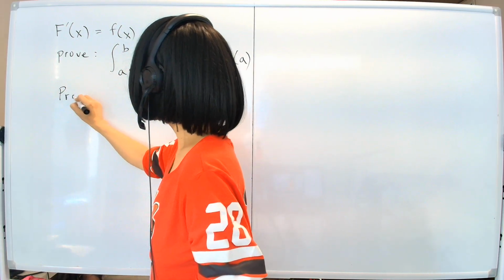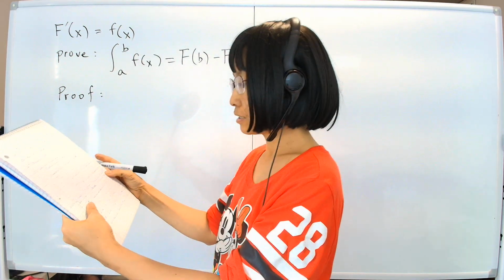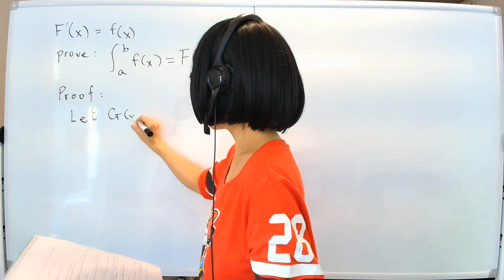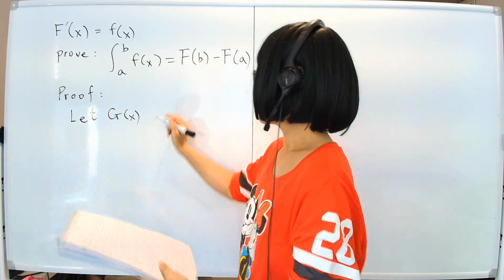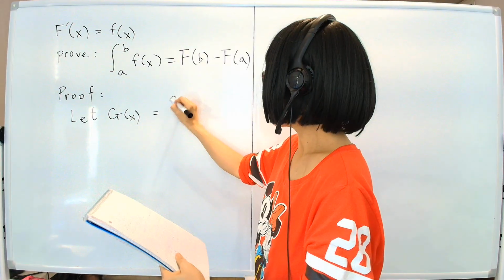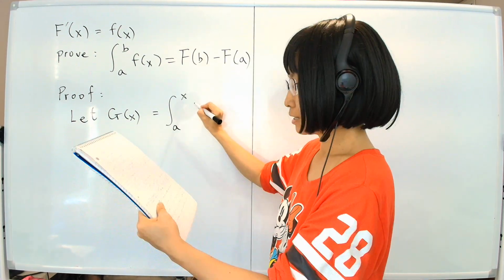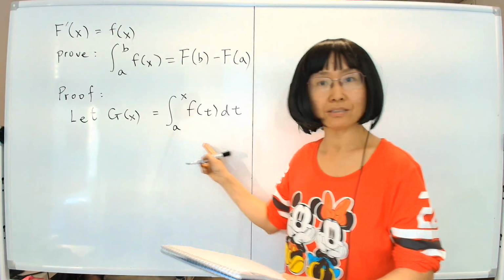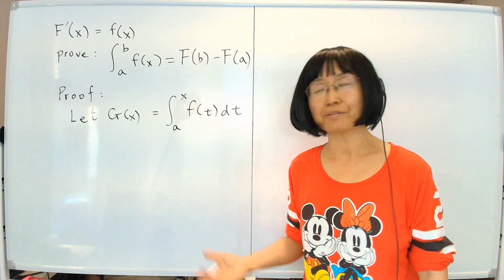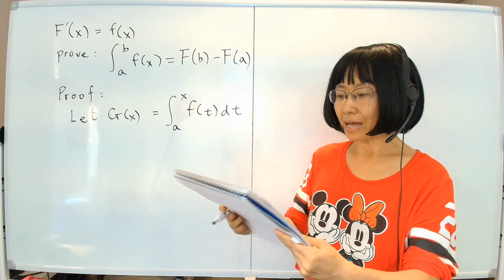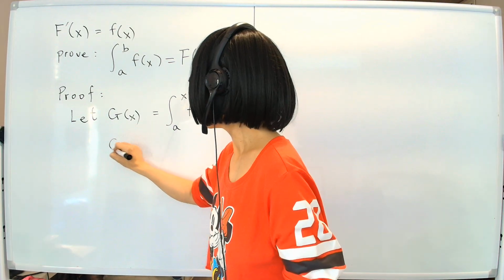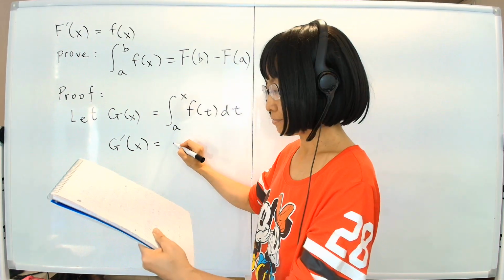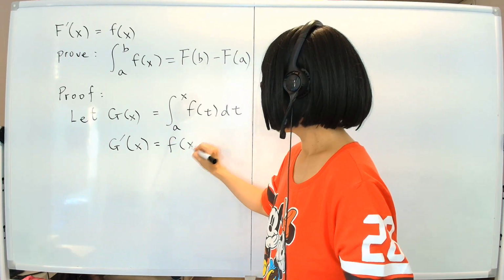Now I'll write down the proof here. Let's come up with some function called g of x. I'll define g of x this way: g of x equals the integral from a to x of f of t dt. That is the definition used in the fundamental theorem of calculus part 1. Then by part 1, if that is true, then g prime of x is going to be equal to little f. That's just what part 1 says.